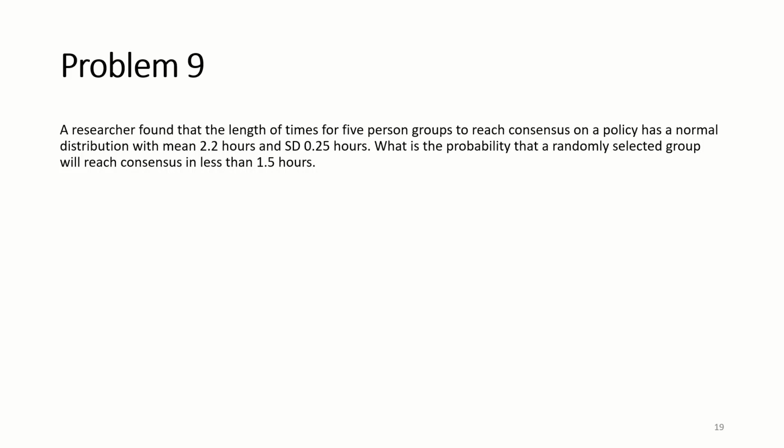A researcher found that the length of time for groups to reach consensus on a policy has a normal distribution. I thought there are some people who are from humanities also, so I thought, okay, let's put some such type of questions. The mean is 2.2 hours and the standard deviation is 0.25 hours. So what is the probability that a randomly selected group will reach consensus in less than 1.5 hours?